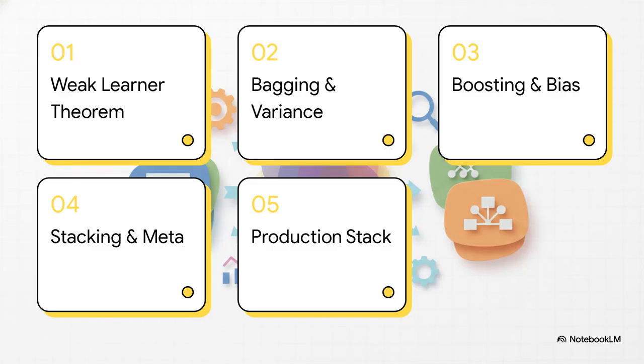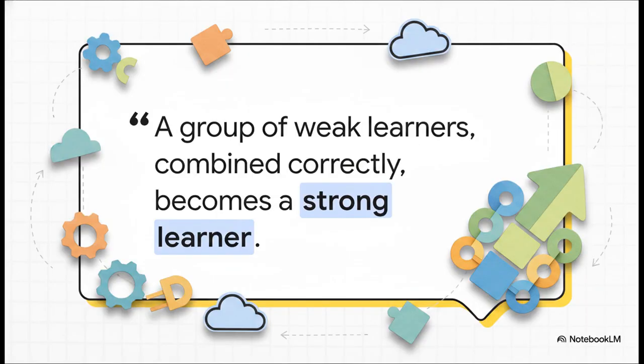Okay, let's dive into this. Here's our roadmap for the squads we're building today. We'll start with the weak learner theorem, move right into bagging and variance, and then tackle boosting and bias. After that, we'll level up to stacking and meta-learning before finishing the whole thing off with an actionable production stack playbook. Before we get into the specific techniques, I want you to consider this quote.